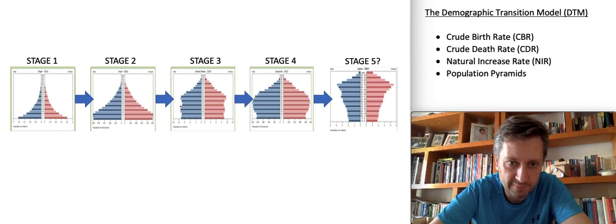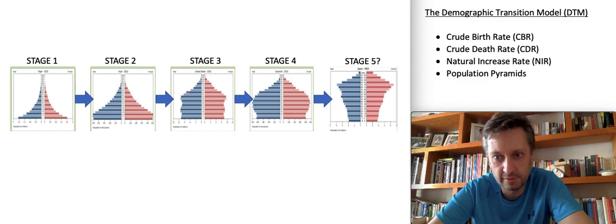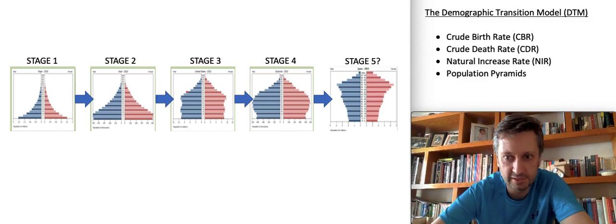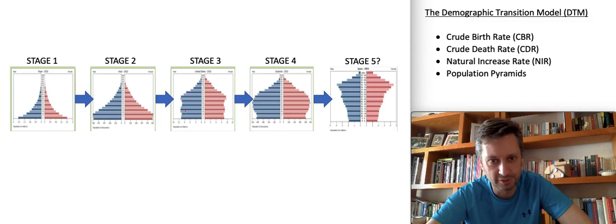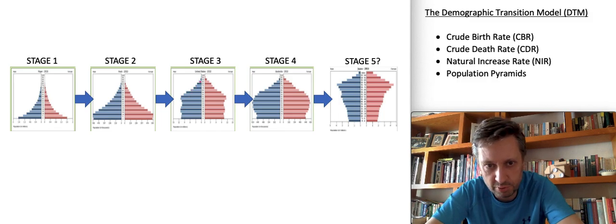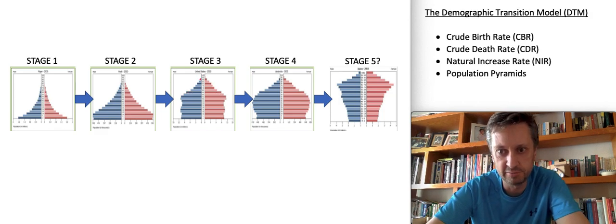Stage 3, I suggested this was India. It shows a decreasing birth rate and a decreasing death rate as well. Sorry. So therefore, these older generations possibly represent the older generation that were affected by the previous stage of the model.